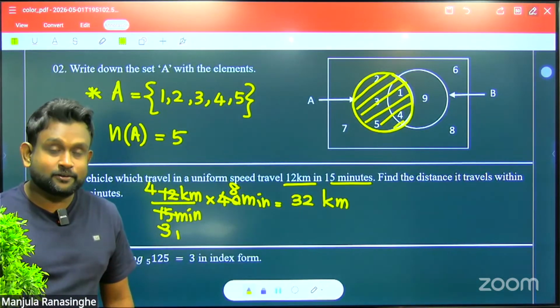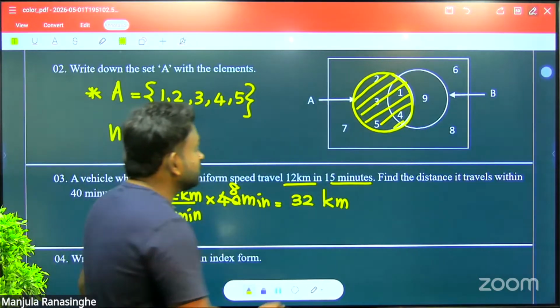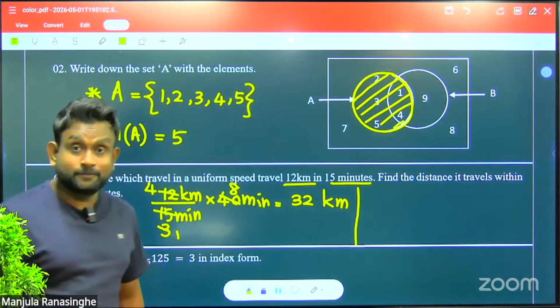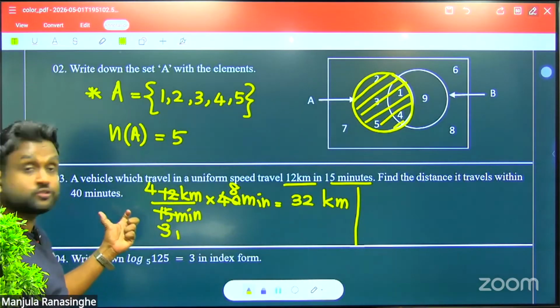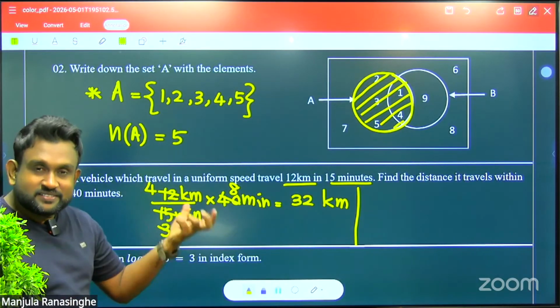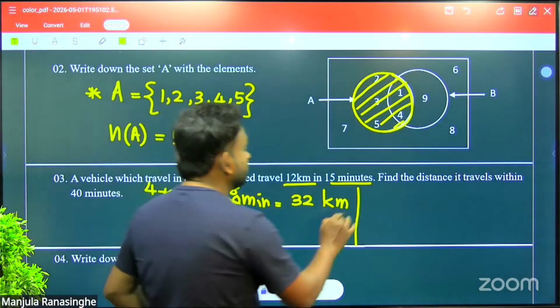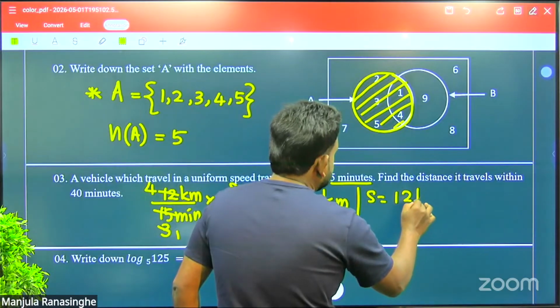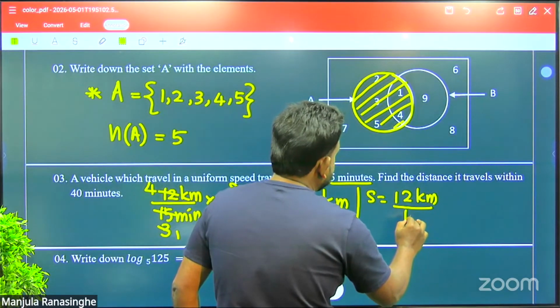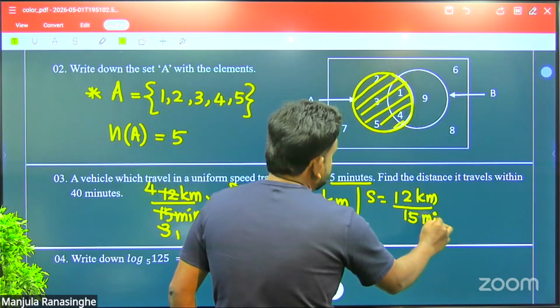Okay, you can write that way, or there is another method. You will calculate the speed, right? Per minute speed you can calculate, because here the time is also in minutes. How to take the speed? Speed equals distance over time, so you can calculate it as a fraction. The same appears here: 12 kilometers divided by 15 minutes. This is the speed actually.